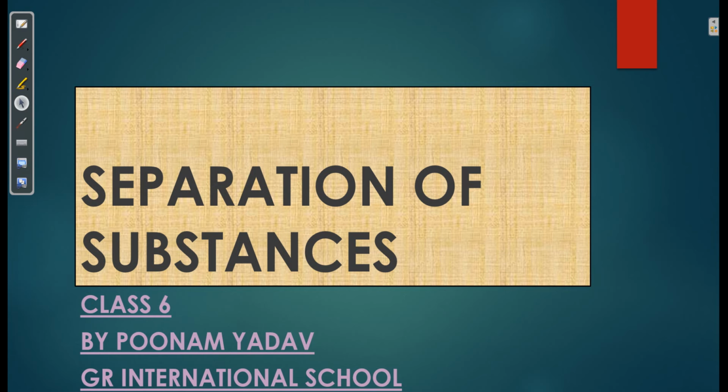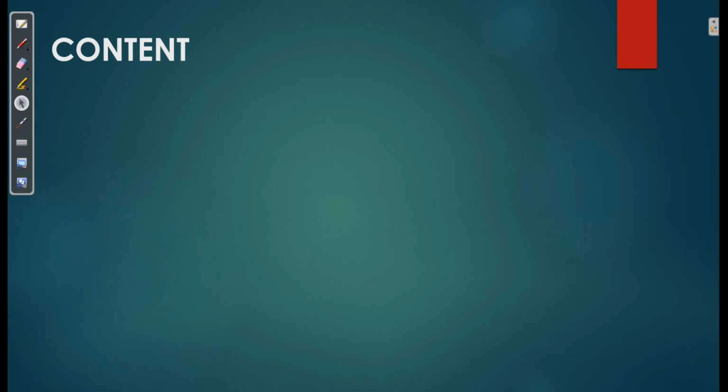Chapter number 5, Separation of Substances. In this chapter, let us quickly see what we are going to cover. The first thing is an introduction. I will give you a brief introduction of what separation of substances is. Then I will be talking about methods of separation. There are many different methods which are used for separating different types of things. So in this chapter we will see that.